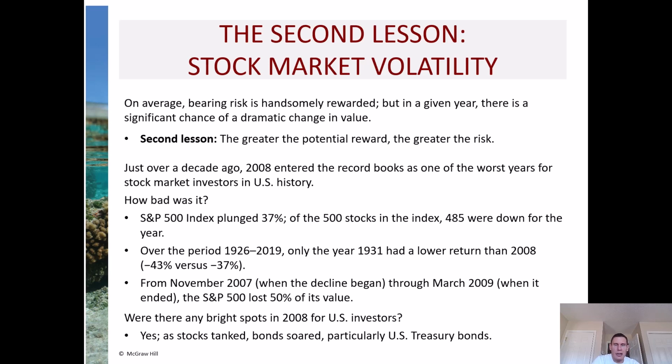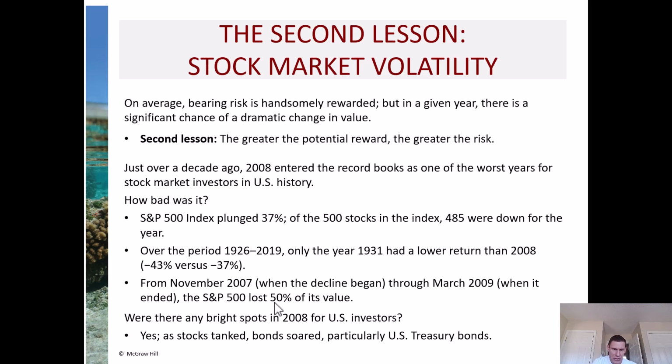So just over a decade ago, 2008 entered the record books as one of the worst years for stock market investors in US history. So how bad was it? Well, the S&P 500 plunged 37%. Over the period 1926 to 2019, only the year 1931 had a lower return. Think about right after the Great Depression, it had a lower return than 2008. From November 2007, when the decline began, through March 2009, when it ended, the S&P, think about this, lost 50% of its value. So were there any bright spots in 2008 for US investors?